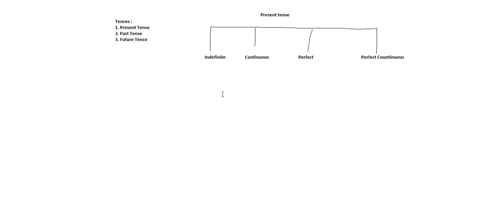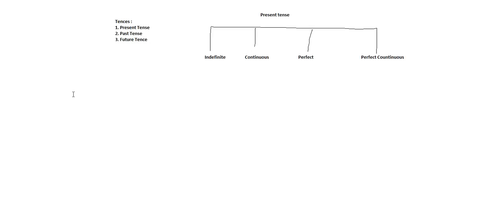When the time has passed a little bit earlier, and we are talking about it, that is the perfect. And wherever the thing is going on and some section of it has been done, then we use the perfect continuous. We will understand it in a better way.